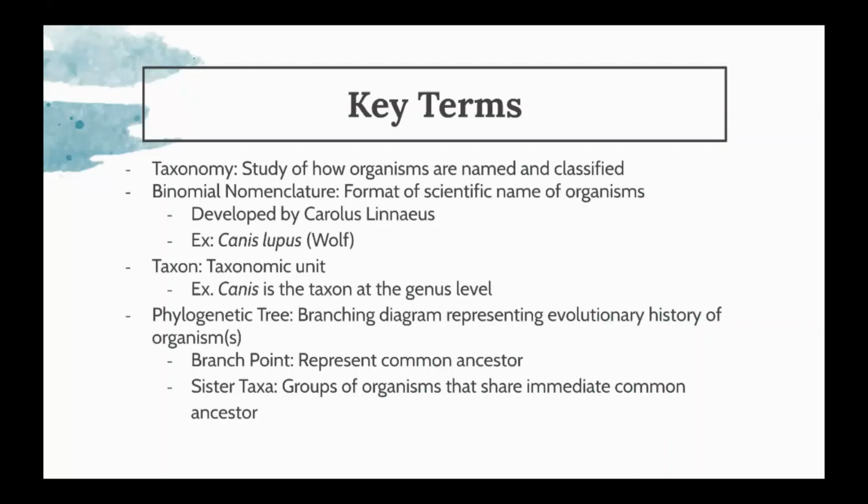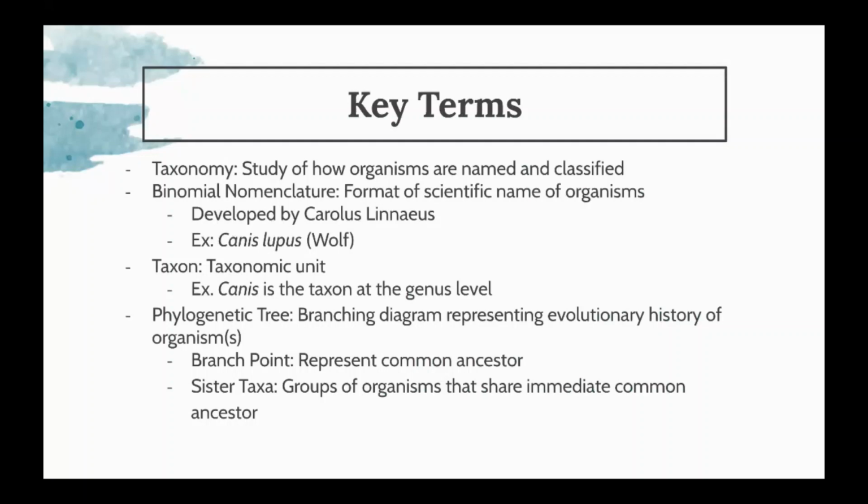The format is you have the genus and the species. The genus is going to be capitalized, the species is going to be lowercase, and generally the entire scientific name is going to be put in italics. So for example, Canis lupus is the scientific name for the wolf. And a taxon is a taxonomic unit. So for example, at the level of the genus, Canis is going to be the taxon at the genus level. Or for example, Homo sapiens, Homo is the taxon at the genus level. Homo sapiens is humans. Hopefully everyone knew that.